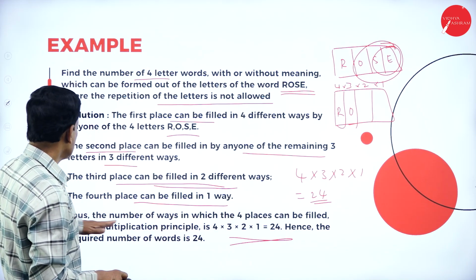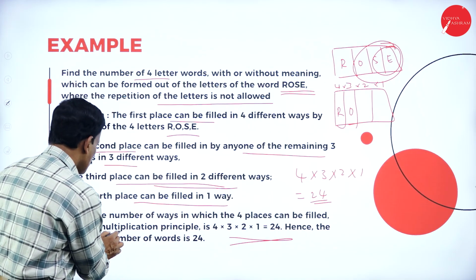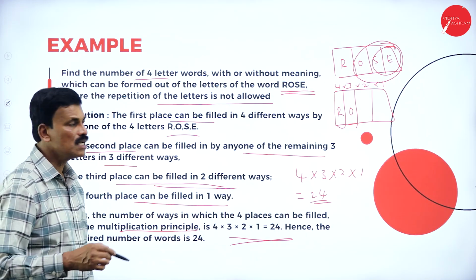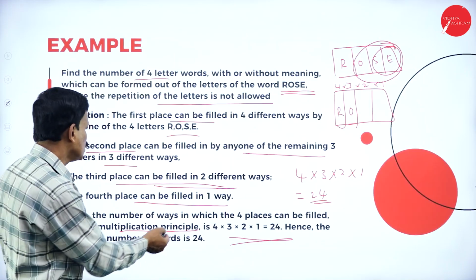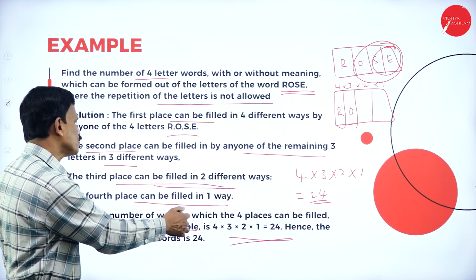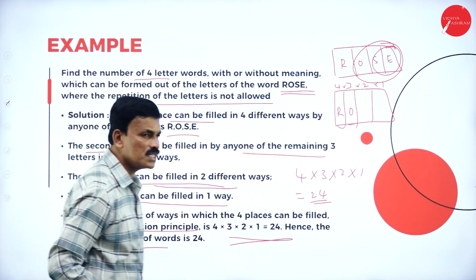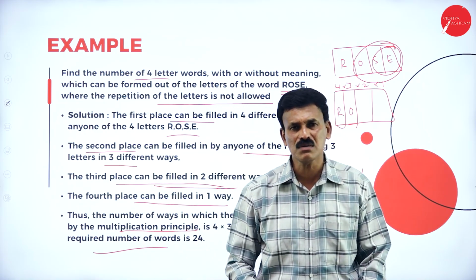See here, thus the number of ways in which the 4 places can be filled, by the multiplication principle, that is the fundamental principle of counting. We can use the multiplication principle of counting: 4 into 3 into 2 into 1, that is equal to 24. Hence, the required number of words is 24. That's it. This is a very simple example.